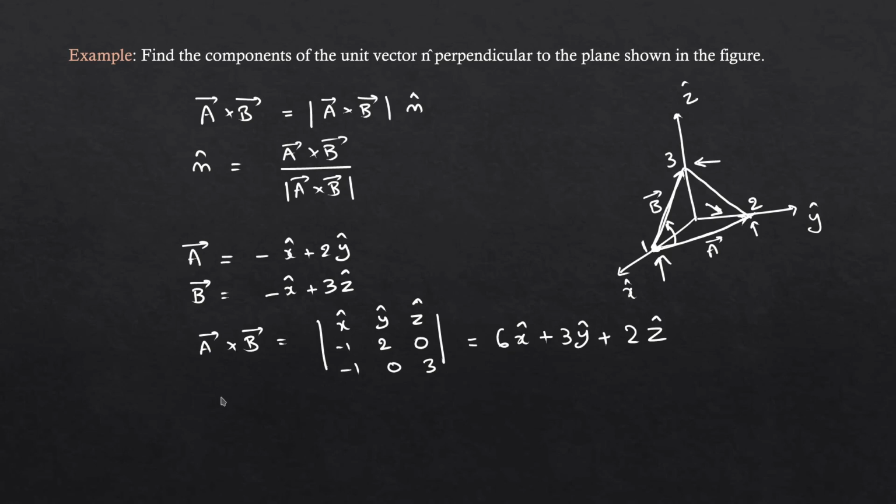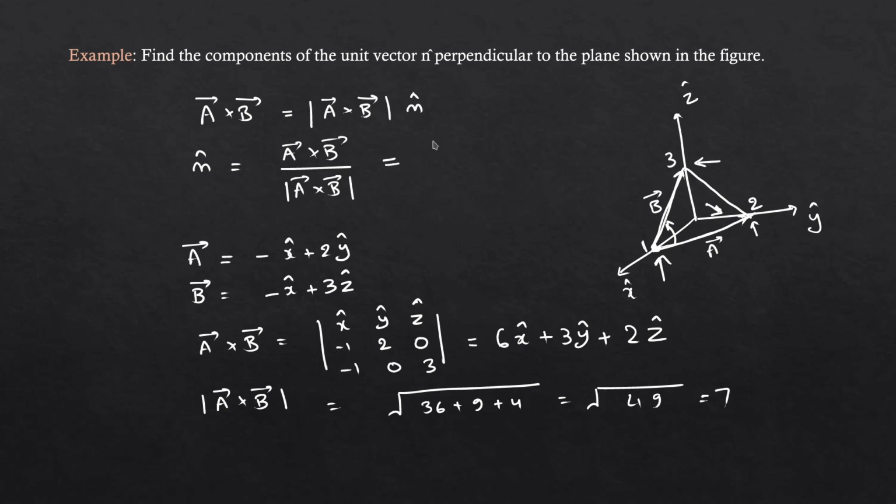And what is the magnitude of that? That will be under root this square plus this square plus this square, that is 36 plus 9 plus 4, that is under root 49, that is 7. So the n cap will be 6x cap plus 3y cap plus 2z cap divided by 7. That is the direction of the unit vector.